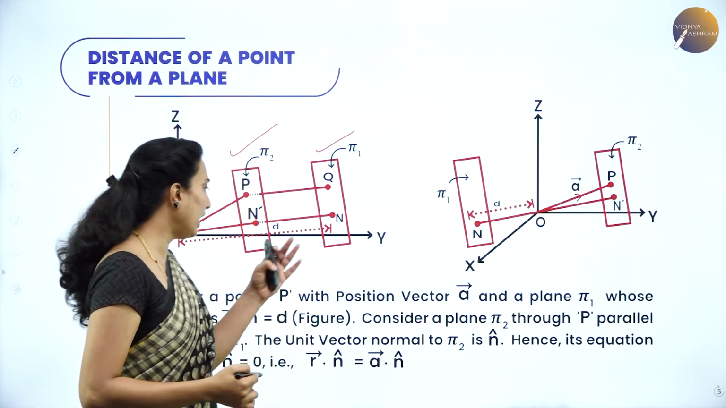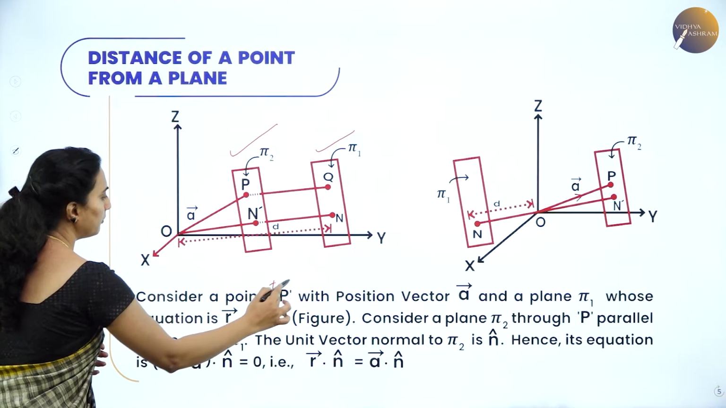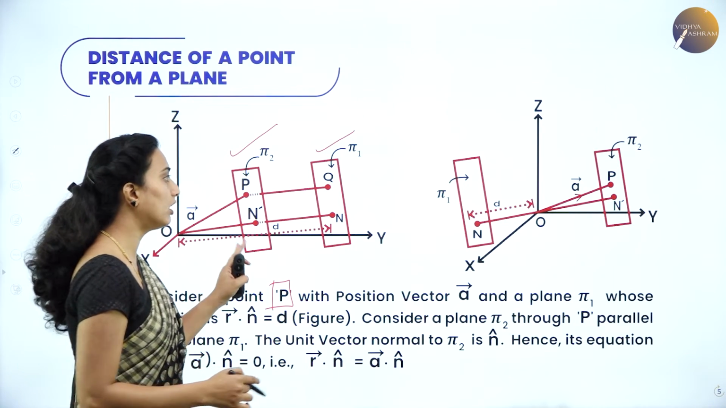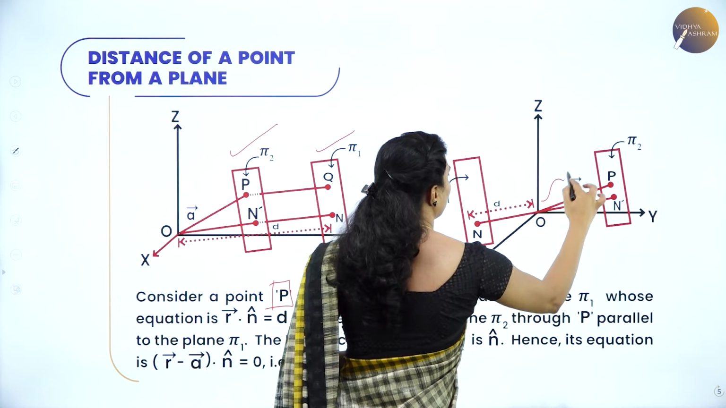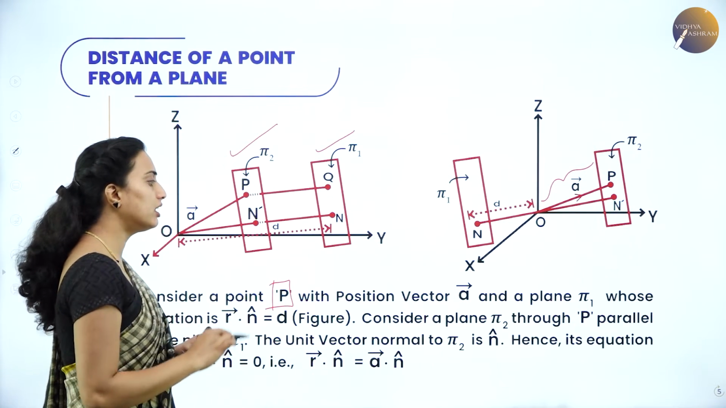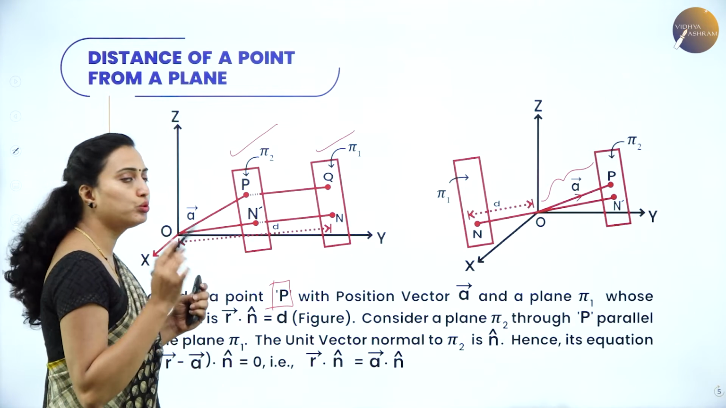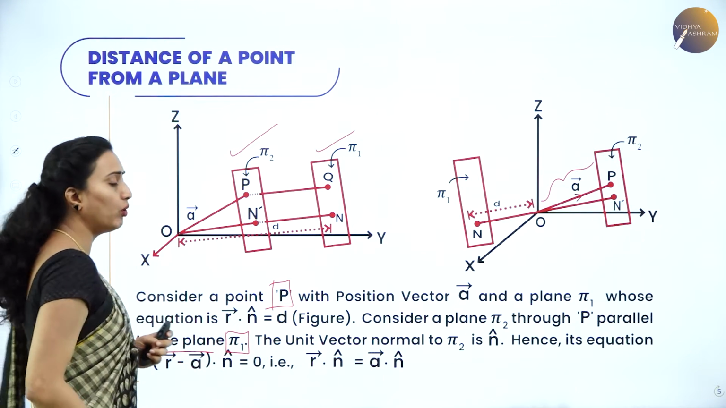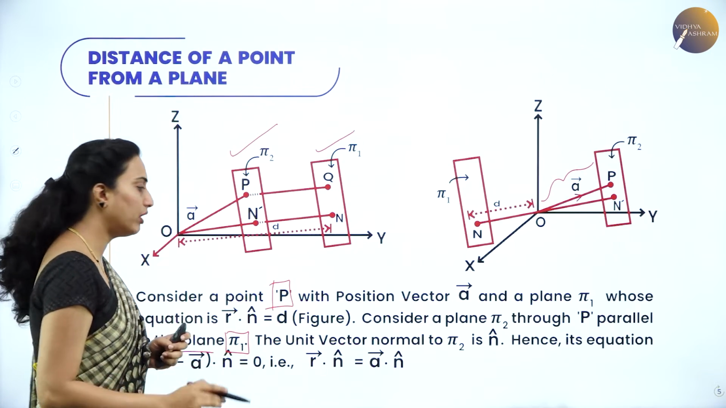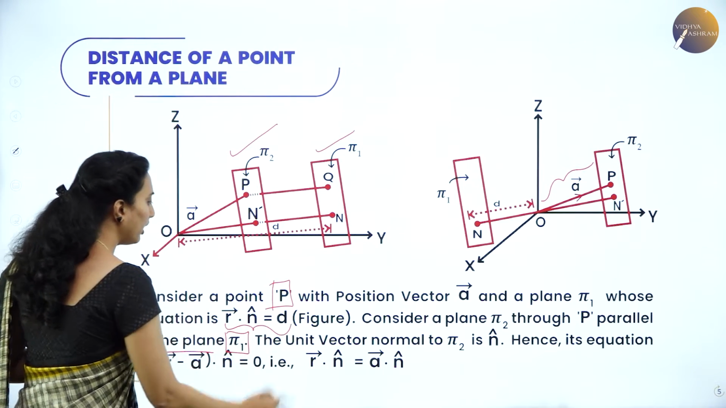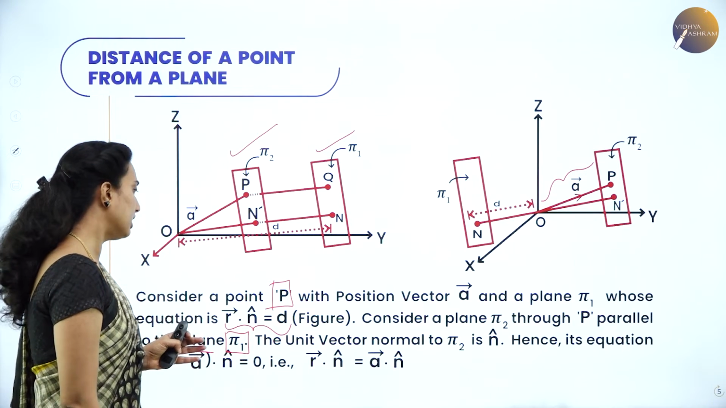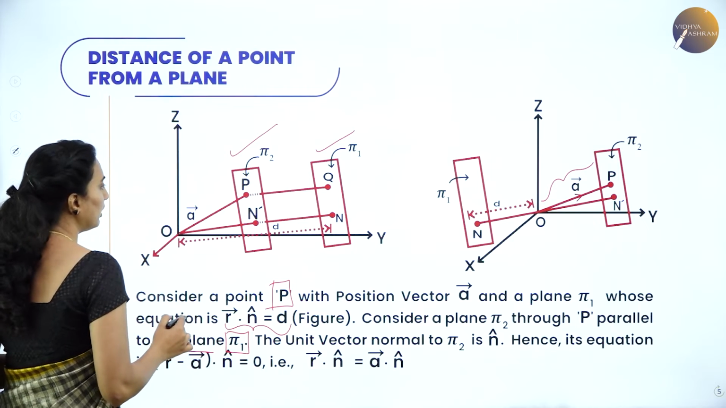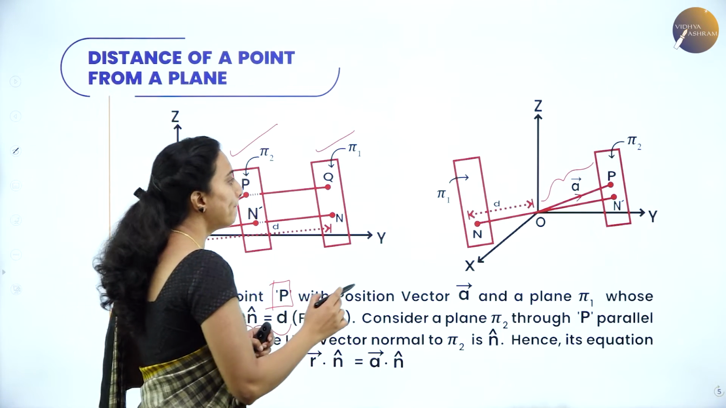Why have I taken it like this? Consider a point P with the position vector a vector. You can see it here. And consider the plane pi 2 through P, parallel to the plane pi 1. The equation of plane 1 will be r vector dot n cap equals d. Similarly, the unit vector normal to pi 2 is this one.